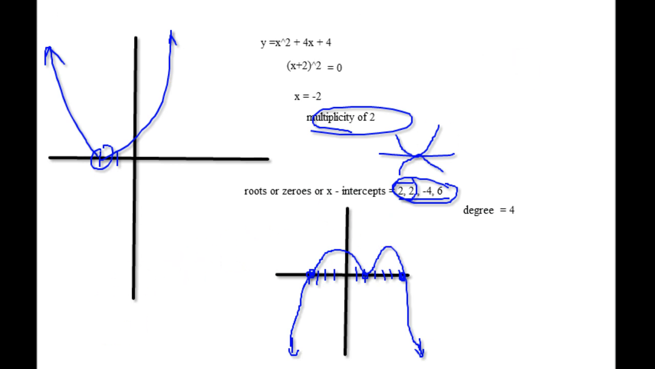One thing I do need you guys to know is that you can actually go from the roots to the actual answer. So if I know my roots are this right here, I would write out x minus 2, x minus 2, x plus 4, and x minus 6. And if I multiplied this stuff all out, if I did FOIL all the times, I could actually get the actual polynomial from it. And that's just from knowing the roots. That's one method to work with.